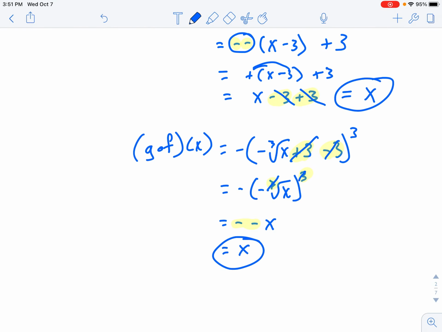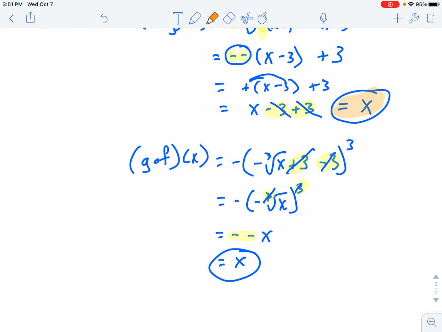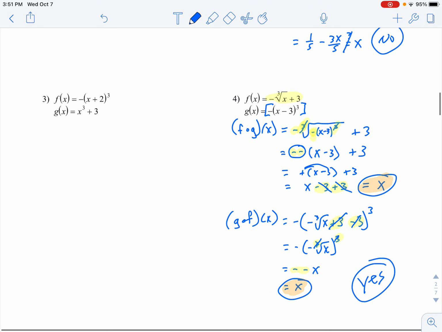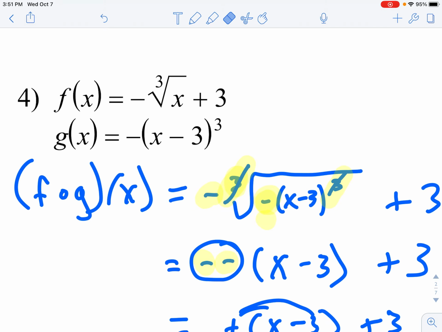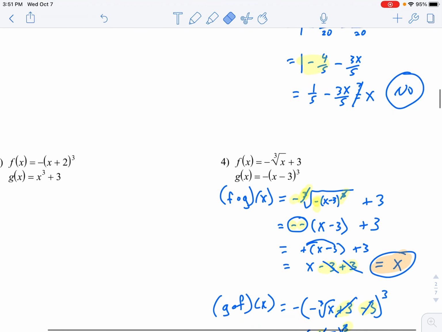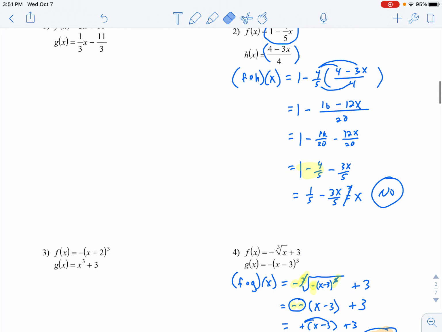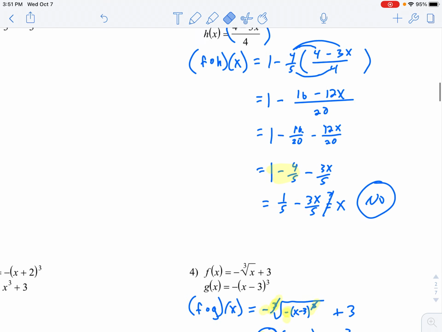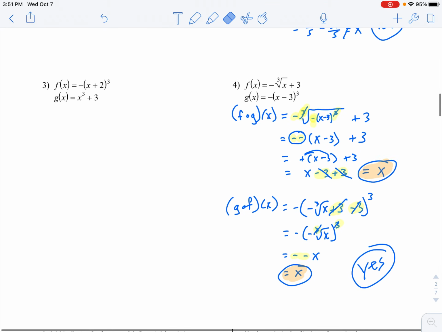So the second composition also simplifies out to equal x. Since both of these equal x, the answer is yes. These two functions are inverses of each other. The second function is the complete opposite of the first function. In other words, everything in one function cancels out the other function, and it does it both ways. So with a no, when you compose them, they do not equal x. With a yes, when you compose them both ways, they both equal x.